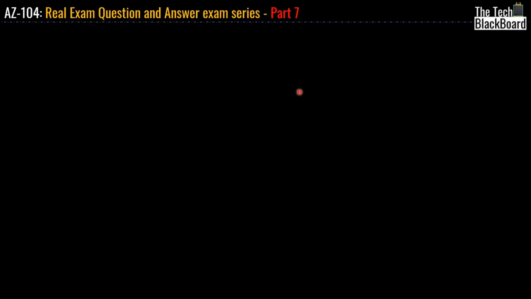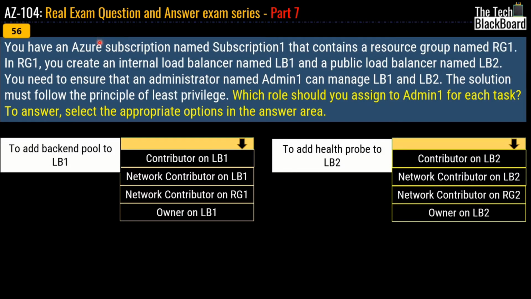Now let's begin our part 7 with question number 56. The question says that you have an Azure subscription named subscription 1 that contains a resource group named RG1. In RG1, you create an internal load balancer named LB1 and a public load balancer named LB2. You need to ensure that an administrator named admin1 can change LB1 and LB2. The solution must follow the principle of least privilege. Which role should you assign to admin1 for each task? To answer, select the appropriate option in the answer area.